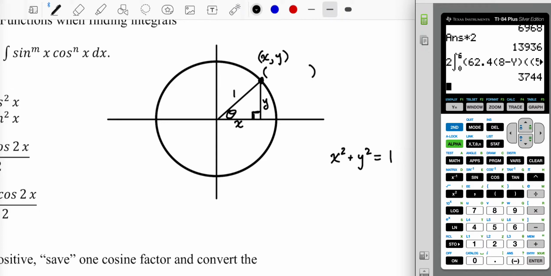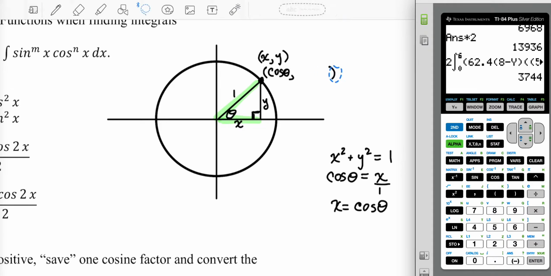Now we could also follow that up with some trig relations. If we assume a reference angle theta here, the cosine of theta, remember SOHCAHTOA, cosine is adjacent side divided by the hypotenuse. So the cosine of theta would be x over 1, which means that x is equal to the cosine of theta. So one way of representing the x coordinate around the unit circle would be with the cosine of whatever the reference angle is. Cosine of theta.